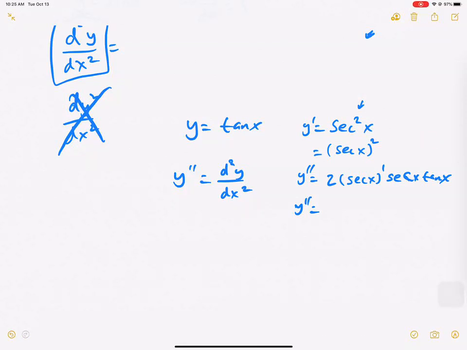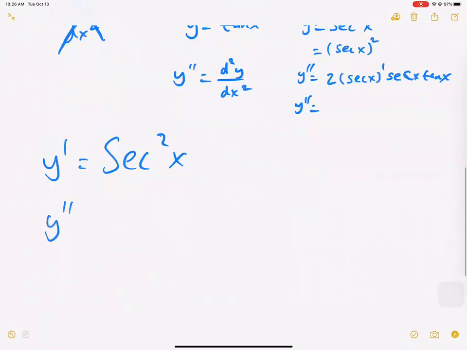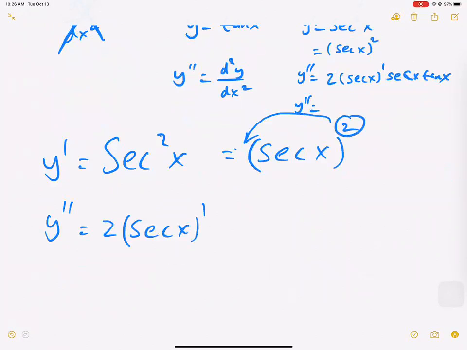Can you remind me what we do again when we do the front, back, leave the inside, all that stuff? Okay, so I'll write this really big here. Secant squared x, and we want to get the derivative of this. So y double prime would be, since we write this as a square, we bring the exponent to the front: 2, leave the inside alone. That's our chain rule. Then multiply by the derivative of the inside, and the derivative of the inside is secant x tangent x.